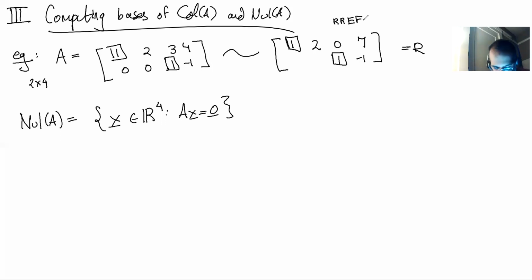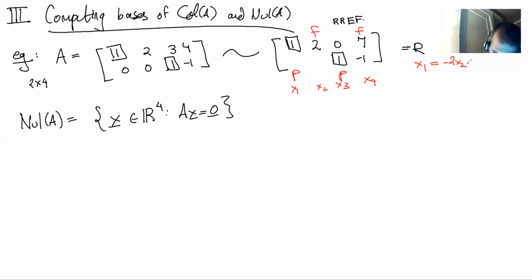And so, I know how to find the solution set, right? There are some pivot variables and some free variables. We did this in week 1. The variables are x1, x2, x3, and x4. You can express the pivot variables in terms of free variables. You get x1 equals minus 2x2 minus 7x4, and x3 equals x4, and the rest are free.